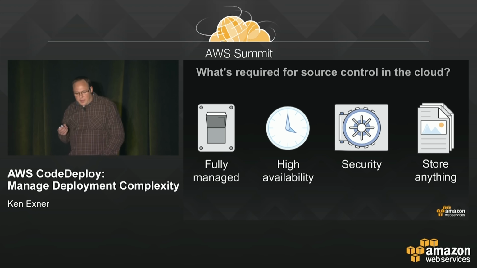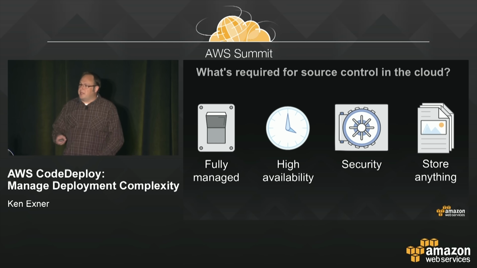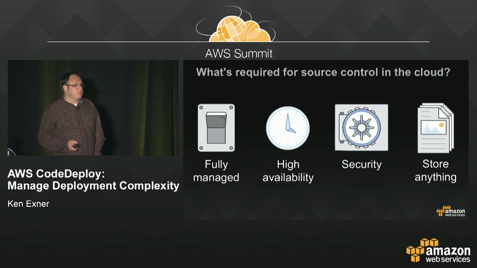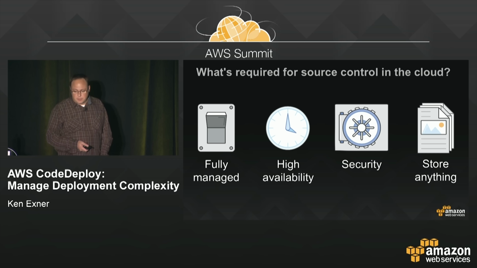The other thing they wanted was something that would be highly available, especially as you start getting into DevOps where you're doing lots of releases and your automation tools are pulling on your source control systems. You're going to want it to be highly available. The most important thing we heard was that it had to be not just as secure, but more secure than what customers could do themselves. They wanted something that was more secure than what they would do.